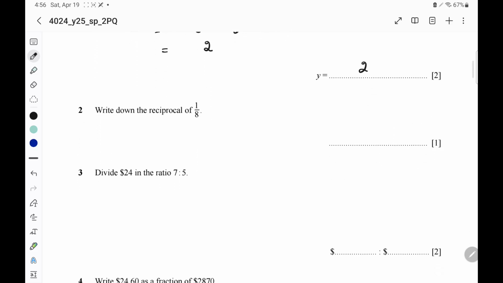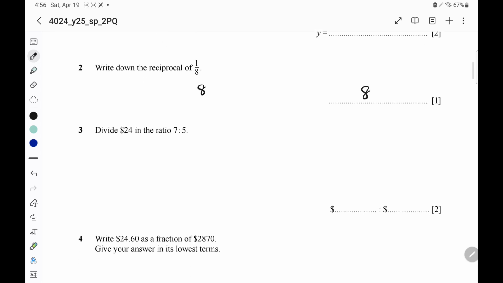Question number 2. Write down the reciprocal of 1 over 8. So 1 over 8, the reciprocal will be 8 here. Okay.